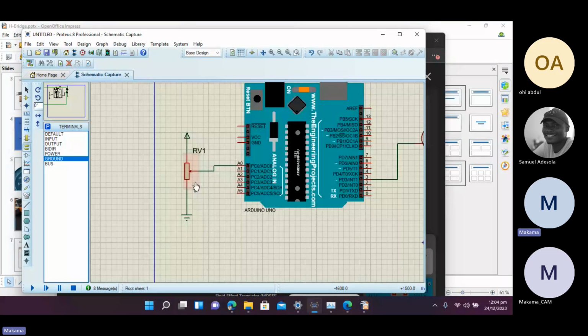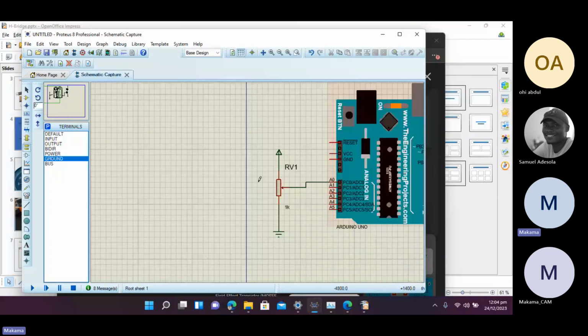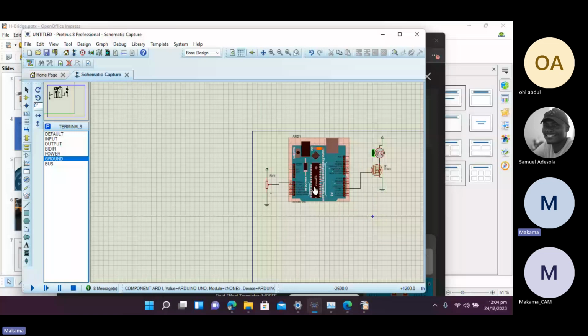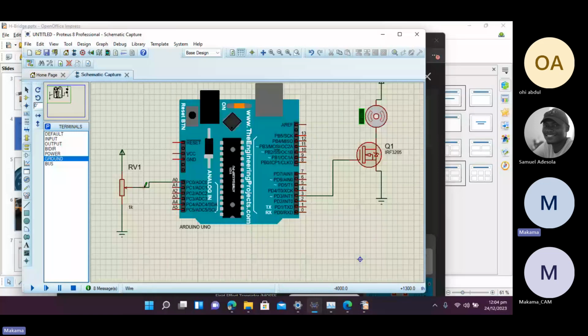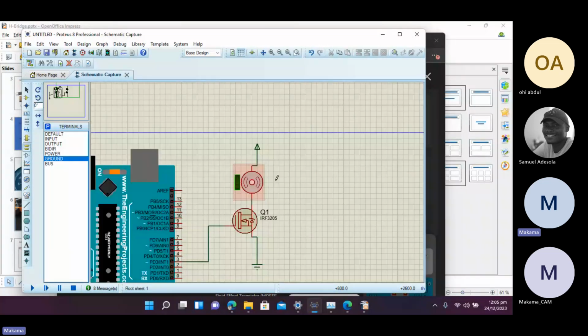the one with three legs. Once adjusting it, the Arduino will be taking the reading here. We did it in our last class, right? Doing the mapping, it will be taking values from 0 to 1023, and doing the mapping from 0 to 255, and then outputting that value to the base of our transistor in order to power our motor. With that, we can change the speed of our motor.